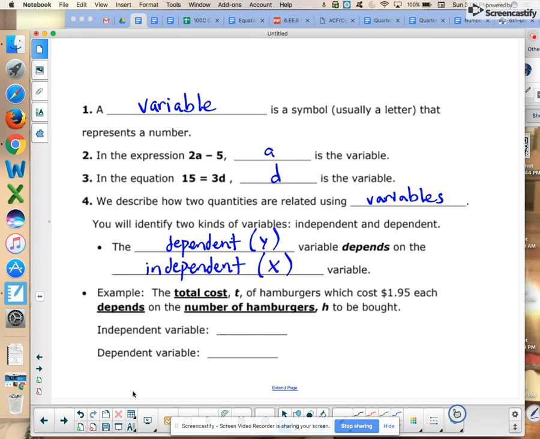In today's examples, we won't always use x and y. We'll use letters and variables that relate to the context, but overall, y is dependent, x is independent. For the first example, the total cost, T, of hamburgers, which cost $1.95 each, depends on the number of hamburgers, H, to be bought. So the independent variable is H, or the number of hamburgers. The dependent variable is T, or total cost, because the total cost depends on how many hamburgers you buy.